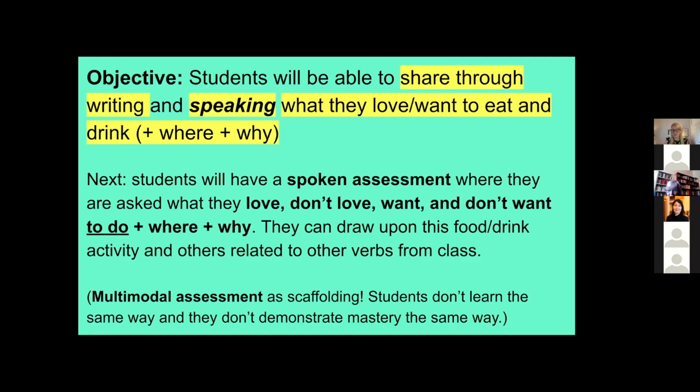And then this is something that Susan had mentioned, and it was in my slides too: the multimodal assessment as scaffolding. Students don't learn the same way and they don't demonstrate mastery the same way. So I try to assess them in different ways. They write it down, they draw and label, they speak. And my hope is that it helps all students succeed.